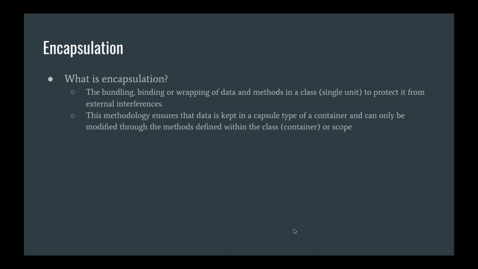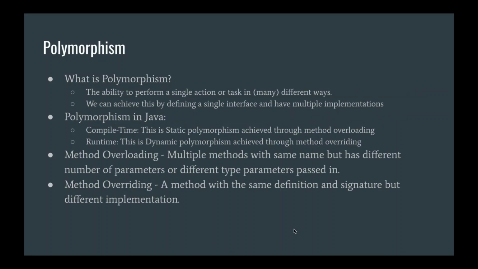So going further, we have polymorphism, which is the last and final one. This will be a quick one, so we just want to deal with that and get it out of the way. What is polymorphism? The ability to perform a single action or task in many different ways.